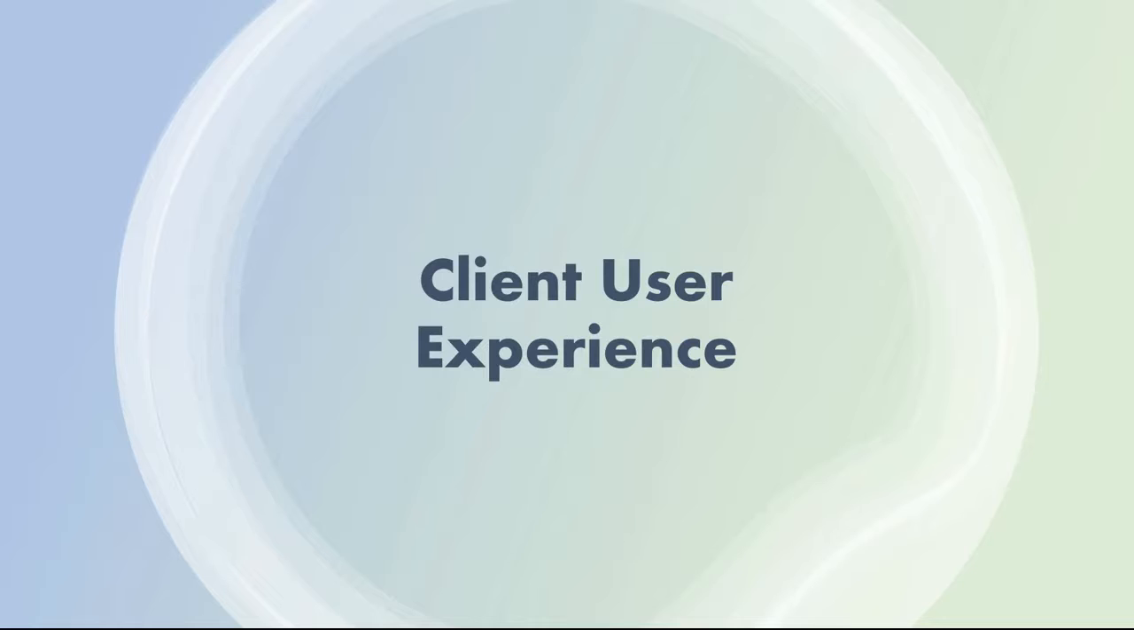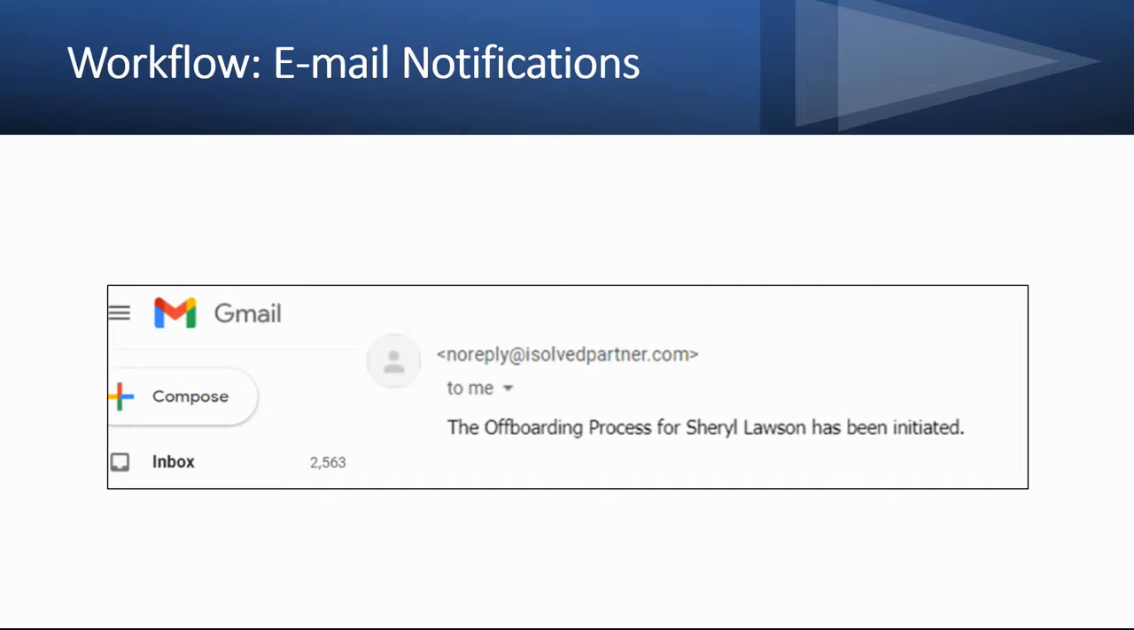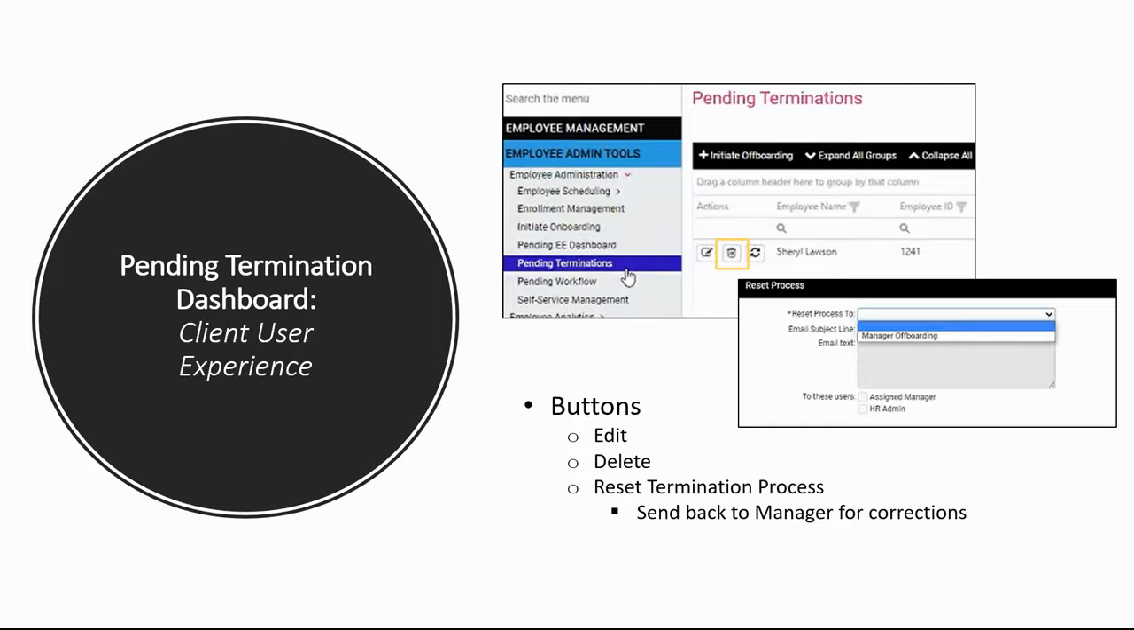And now we're going to look at the client user experience. So the email notification, as you can see here, shows us that the offboarding process for Cheryl Lawson has been initiated. And when I, the client user or the admin, go into employee admin tools, pending terminations, I am now able to see the buttons: edit, delete, reset termination process, send back to the manager for corrections.